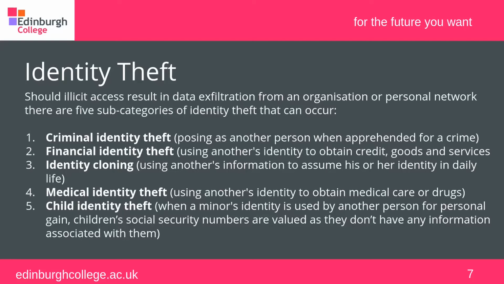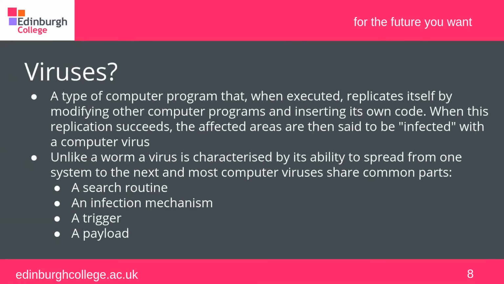Okay, so one of the other consequences of illicit access would be viruses. A virus is just a type of computer program that, when it's executed, can replicate itself. And when this replication succeeds, the affected areas are said to be infected with a computer virus. So one of the consequences of illicit access can be computer virus infection. Okay. Now, unlike a worm, a virus is characterized by its ability to spread from one system to the next.